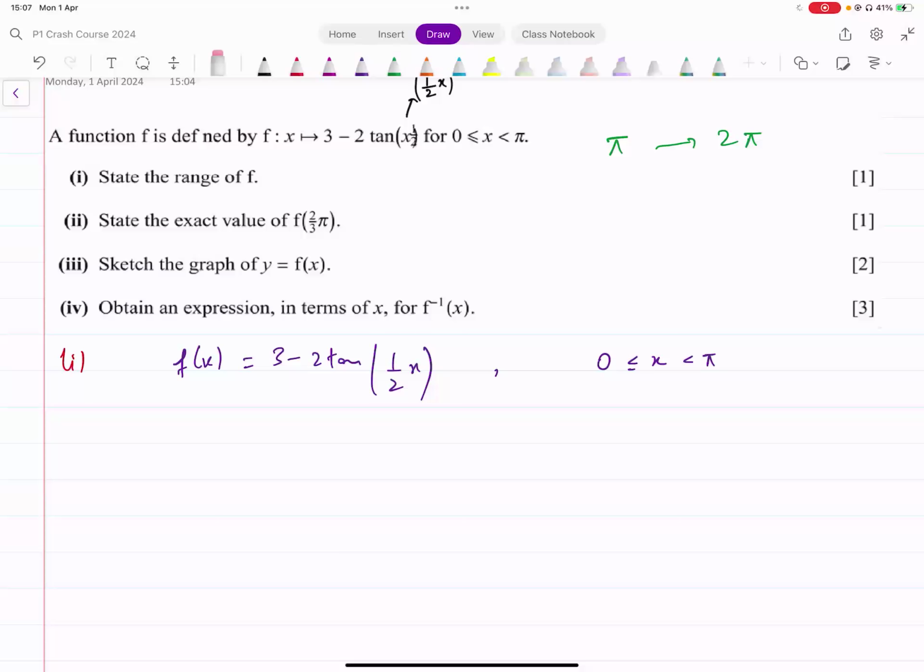One full cycle in this case would be 2 pi radians, not pi radians. So it's not completing one full cycle. So how do we think about this?